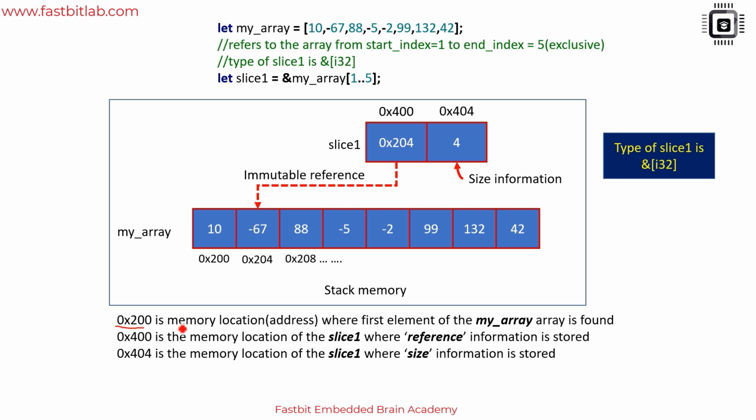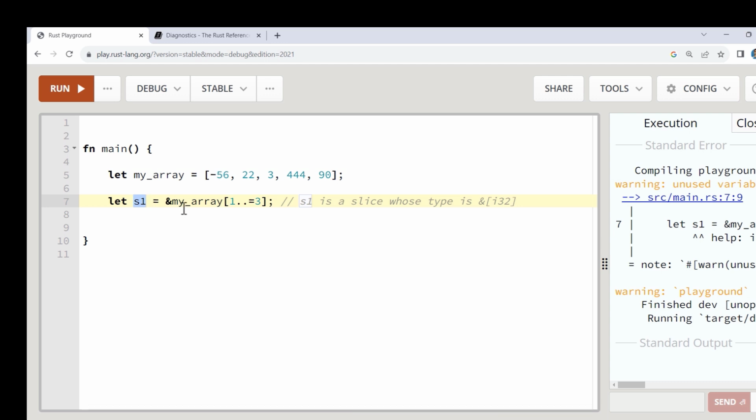So 0x200 is the memory location where the first element of my array is found. 0x400 is the memory location of slice 1 where the reference information is stored. 0x404 is the memory location of slice 1 where the size information is stored. That's how the slice manages that portion. So it has the initial address as well as the size information. So now we understood how this slice is represented in memory, right? Basically, in memory it is a fat pointer which consists of two portions. The first portion holds the reference to the portion of the array, and the second portion actually contains the size information.